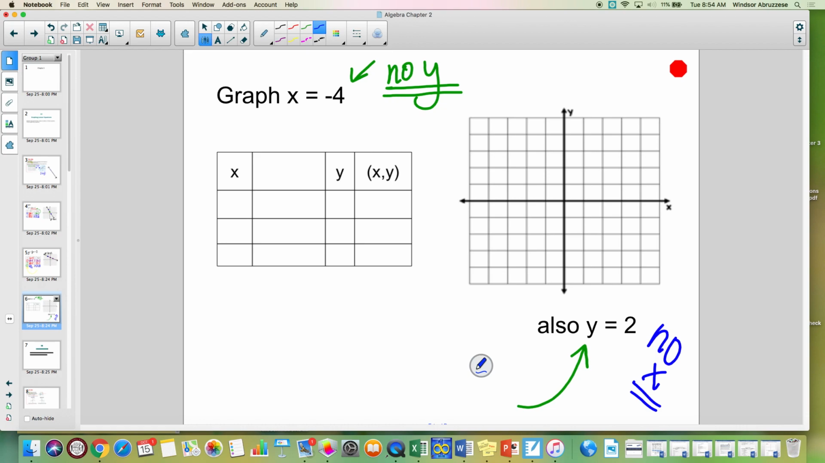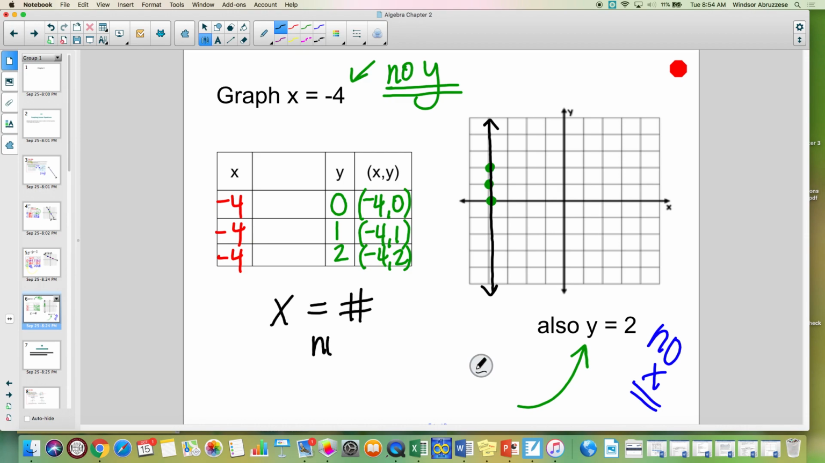So in this equation, x equals negative 4, well, it's telling me what x is. It has to be negative 4. And so what can y be? Well, they didn't specify, so let's pick 0, let's pick 1, and let's pick 2. Why not? And let's plot these ordered pairs. Negative 4, 0, negative 4, 1, and negative 4, 2. Let's see what happens. When you have an equation that's just x equals a number with no y, you will get a vertical line.